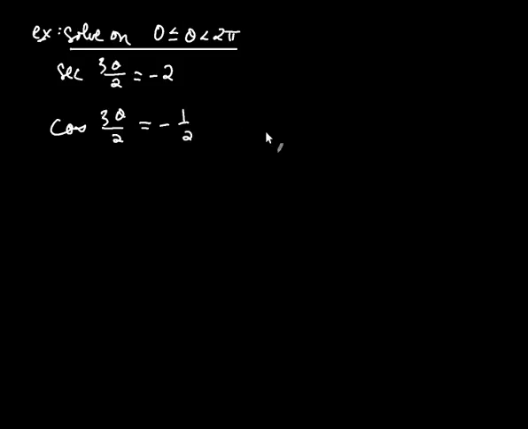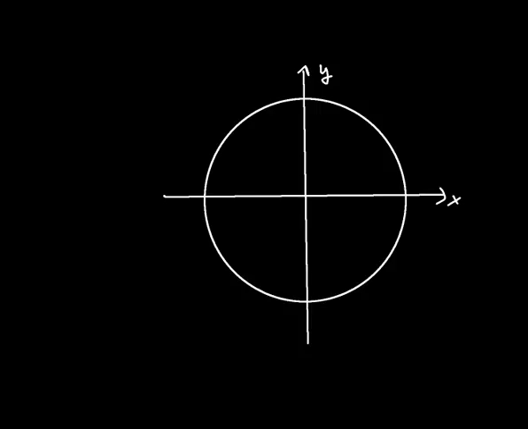And then I want to think to myself, well, when is cosine of something equal to -1/2? And if you need to, you can go back to the unit circle to think about this. So if we think about the unit circle, and we say, okay, when is cosine of something equal to -1/2? Well, when is cosine negative? Well, quadrant 1, 2, 3, or 4. Well, cosine is negative in quadrants 2 and 3, right?